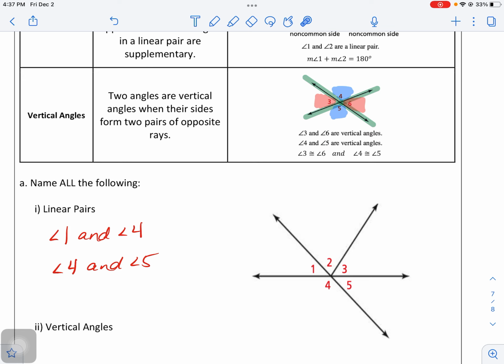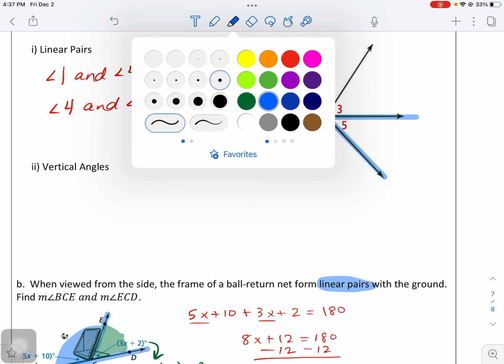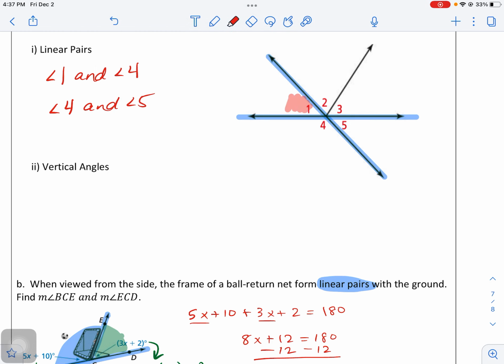So think about like an X, the top of an X, the bottom of an X, the left of an X, the right of an X. So they have to be across from each other in order to be vertical. So if I'm looking in here, my vertical angles, I can see here's a straight line and here's a straight line. And the angles that form are going to cause vertical angles. So angle 1 is vertical to angle 5.